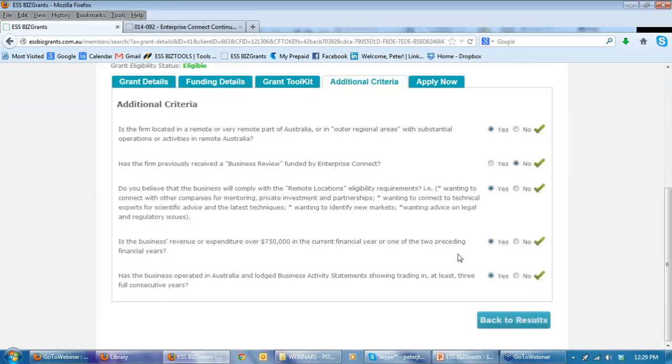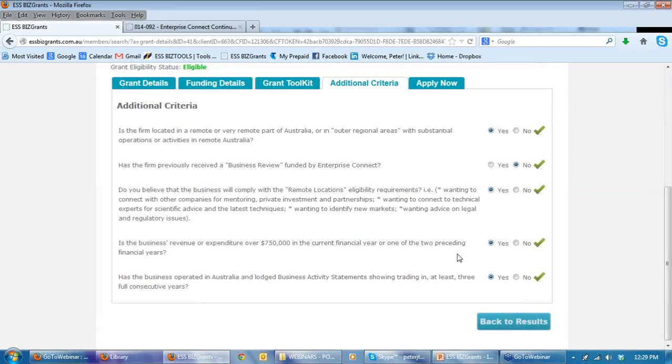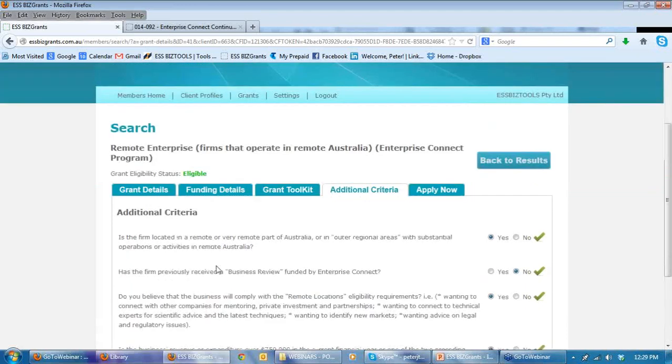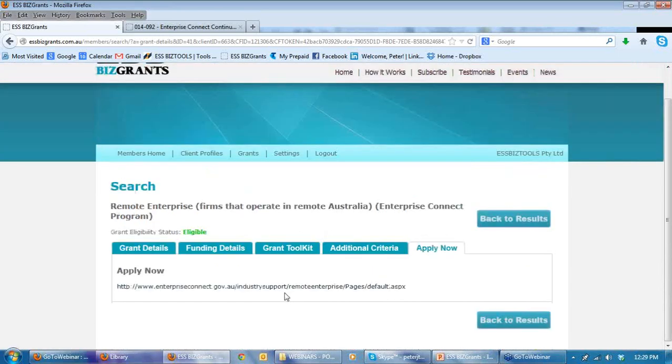Now, what has happened? The system is now telling you that you're potentially eligible for that grant. If you wanted to, you could click on Apply Now, and that URL is the Enterprise Connect URL for their website. And if you wished, you could click on that, and that would take you to that website. But that takes a little bit of time, so we'll go back to results.